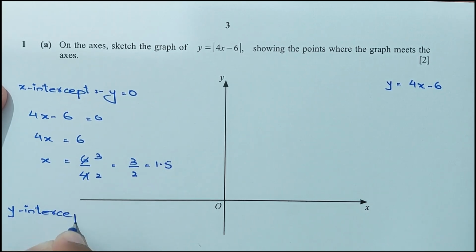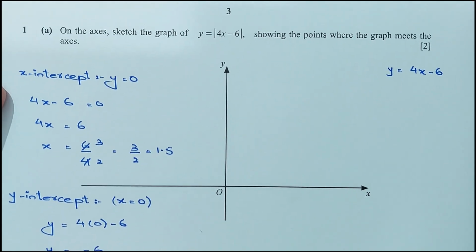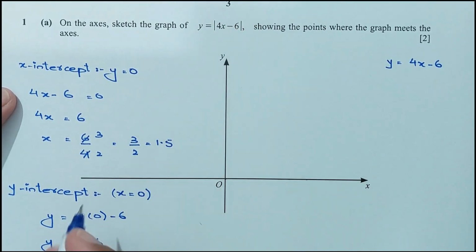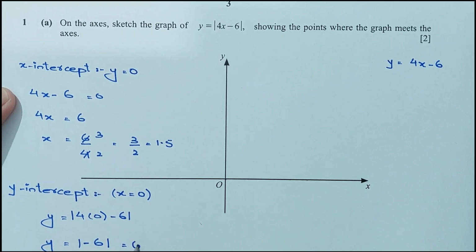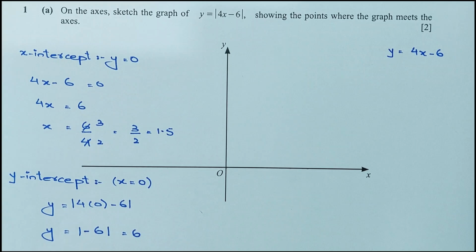you have to put the variable x equals 0. So when x equals 0 in the equation, y equals 4 into 0 minus 6, so y equals negative 6. But here there is an absolute value, so the absolute of negative 6 is a positive 6. So the y-intercept is 6 and the x-intercept is 1.5. Let me sketch this graph.